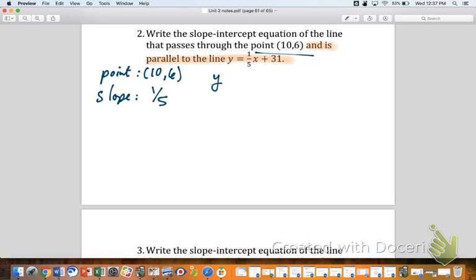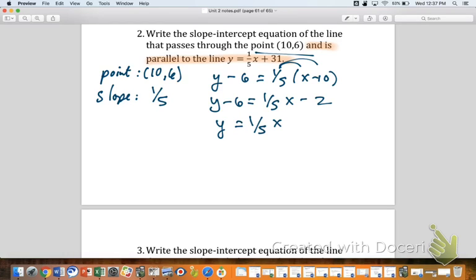So then we'll just put this together. Like as you typically do, I'm going to use point-slope. So y minus 6 equals 1/5 times x minus 10. As we've done, we're going to distribute that 1/5. So it'd be y minus 6 equals 1/5 x minus 2. And then we add 6. Here is my final linear equation.